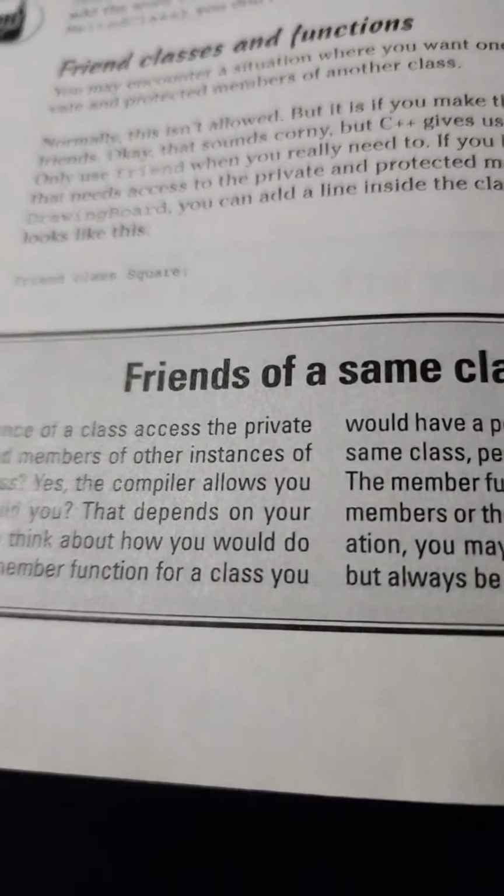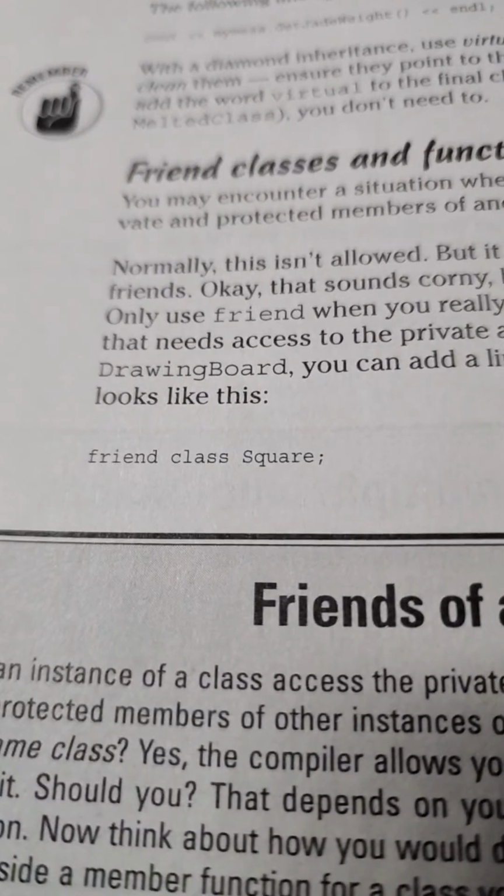If you have a class, say Square, that needs access to the private and protected members of a class called DrawingBoard, you can add a line inside the class DrawingBoard that looks like this. Friend class Square.